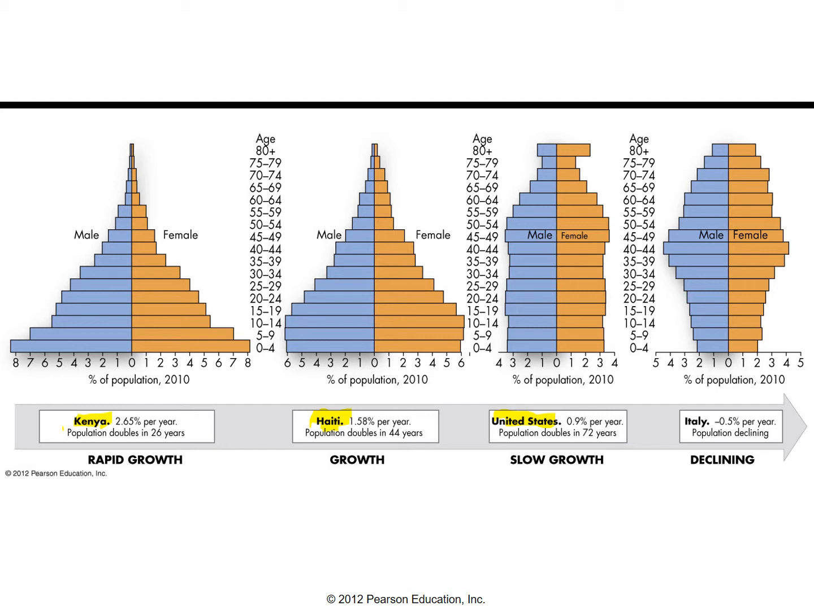Italy, on the other hand, is experiencing a negative 0.5% growth, so their population numbers are actually declining on an annual basis, and their population is gradually decreasing. It's probably too risky to try and predict the rate at which it might be shrinking in future decades.